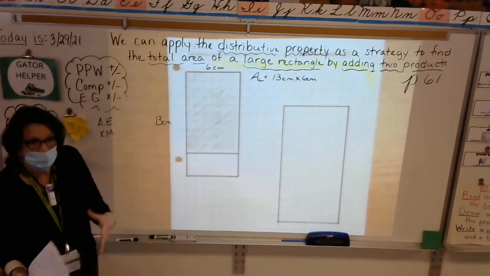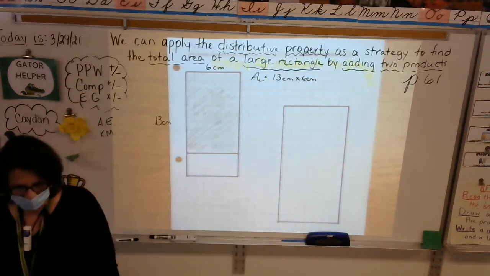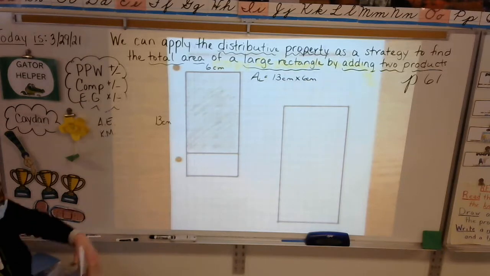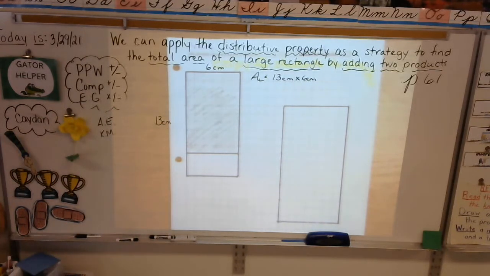Look at it. A partners talk to B partners. What did they do with the large rectangle? Your A. This large rectangle, what did they do to it? What did they do to the large rectangle? Well, that's what you're doing, but what did they do to it? Just look at it, what did they do?